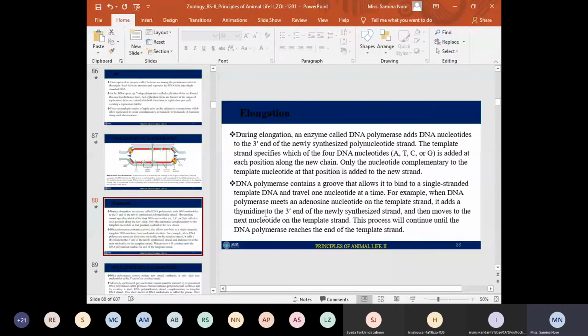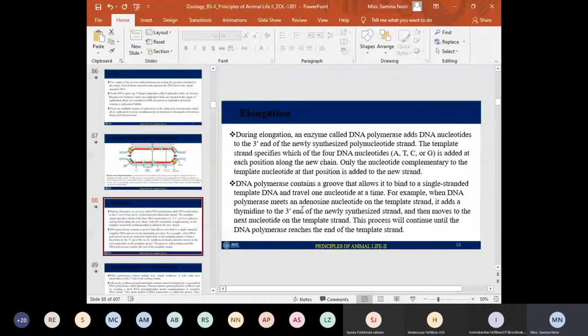Next to the initiation is DNA elongation. As I have discussed earlier, initiation involves the recognition of the origin sites, then unwinding of the double helical structure of the DNA, and then the formation of the replication forks and the replication bubble. And next to the initiation is the stage which is known as elongation.